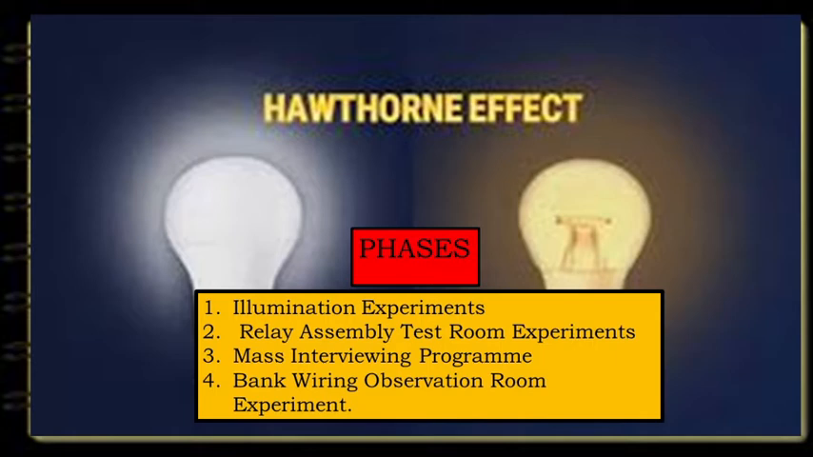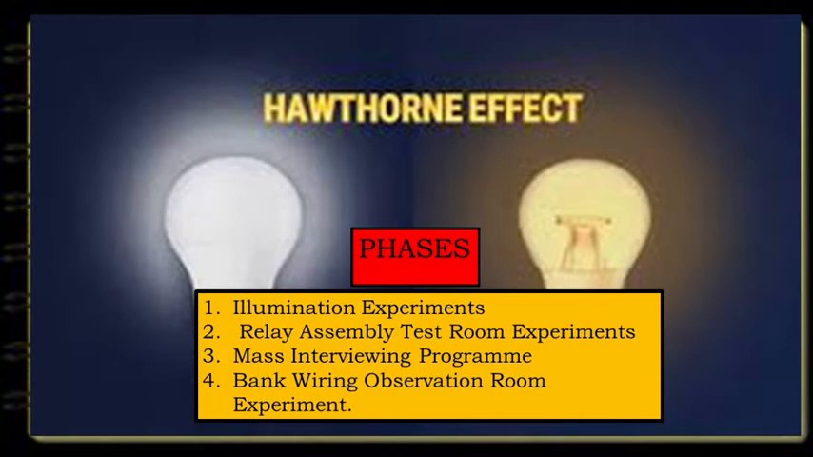So in this, the employees in the test groups were subjected to deliberate changes in lighting. लाइटिंग के अंदर चेंज किया गया, कभी तेज कर दिया, कभी कम कर दिया. So these test groups were subjected to deliberate changes in lighting. और जो कंट्रोल ग्रुप था, whose lighting remained constant throughout the experiments. Fine. So one group where the illumination kept on changing, another group where the lighting remained constant throughout the experiments.